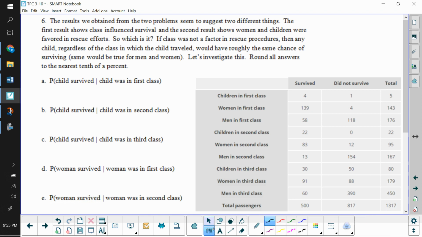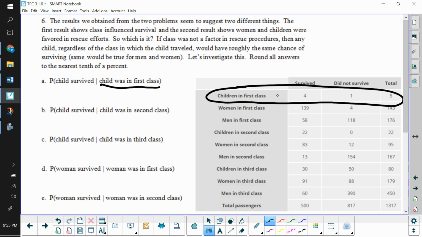So that means, because the child in first class was given, we want to focus only on the children in first class. Using only the things from that row, what's the probability the child survived? That was 4 out of 5. Well, we want to round all answers to the nearest tenth of a percent again. That would give us 0.8. So if we move it over twice to the nearest tenth of a percent, that would be 80.0%.